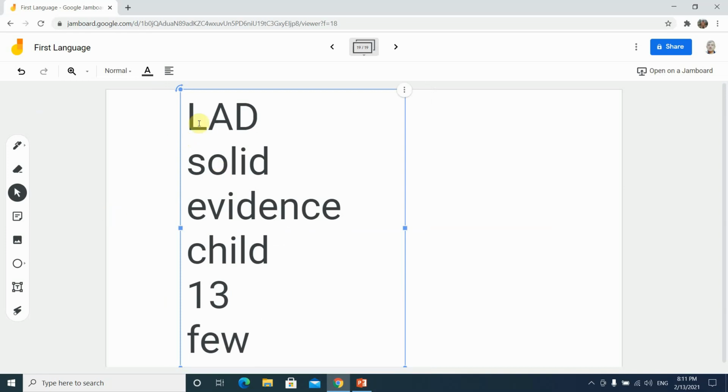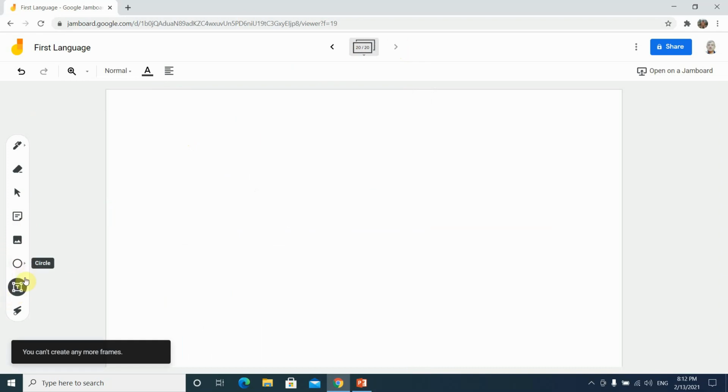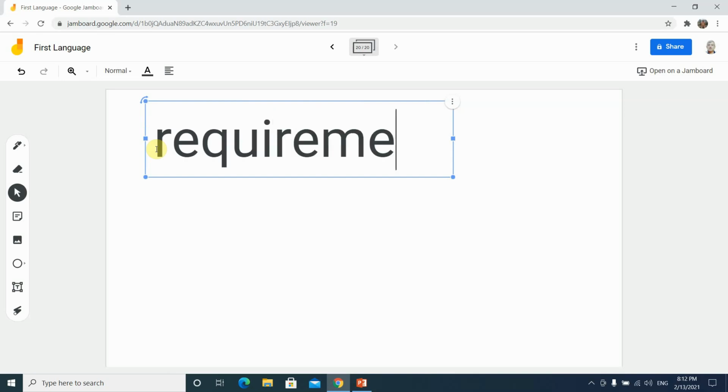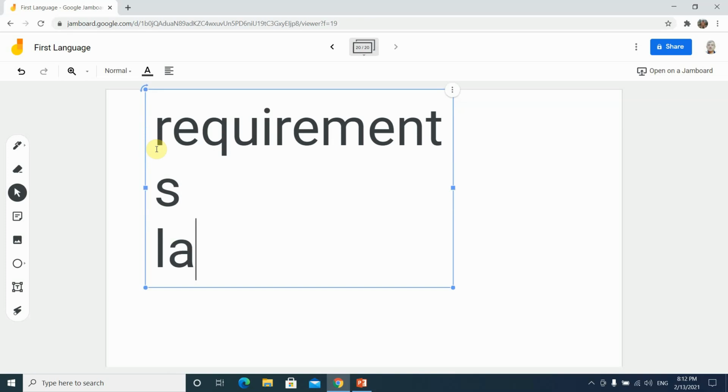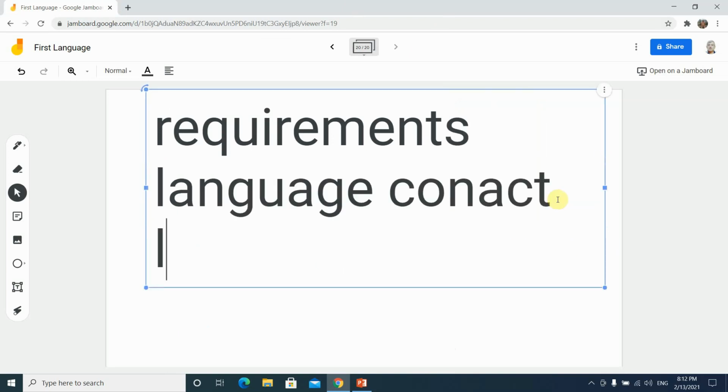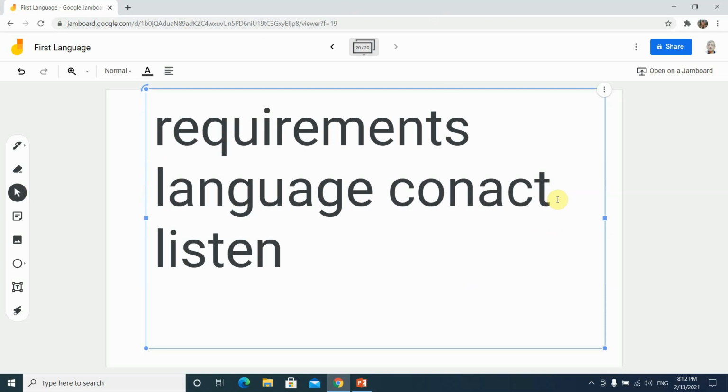Okay, so in order to acquire language, there are requirements. Requirements need to be present in order to acquire language. متطلبات يعني. One of these requirements is language contact. If there is no language contact, معناها we cannot acquire language. We need to listen to language. We need to listen to people use the language. That's why this is the first requirement, اللي هو language contact.